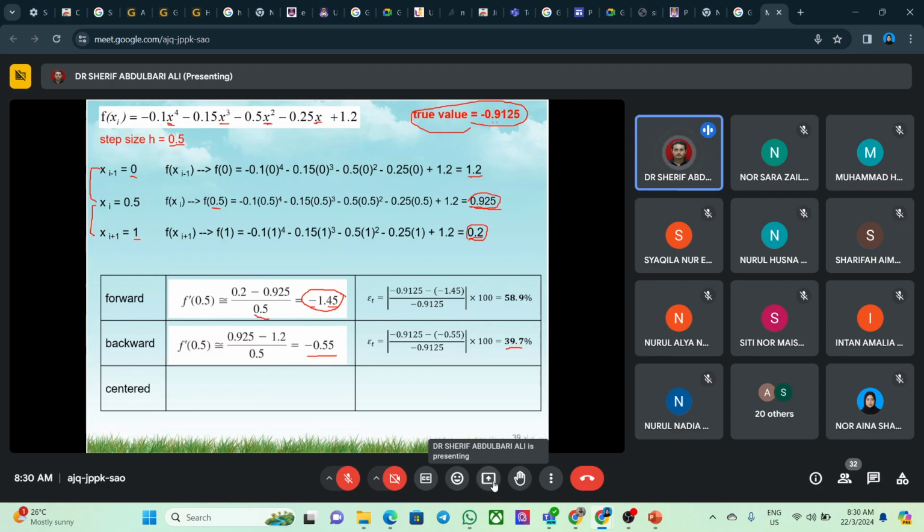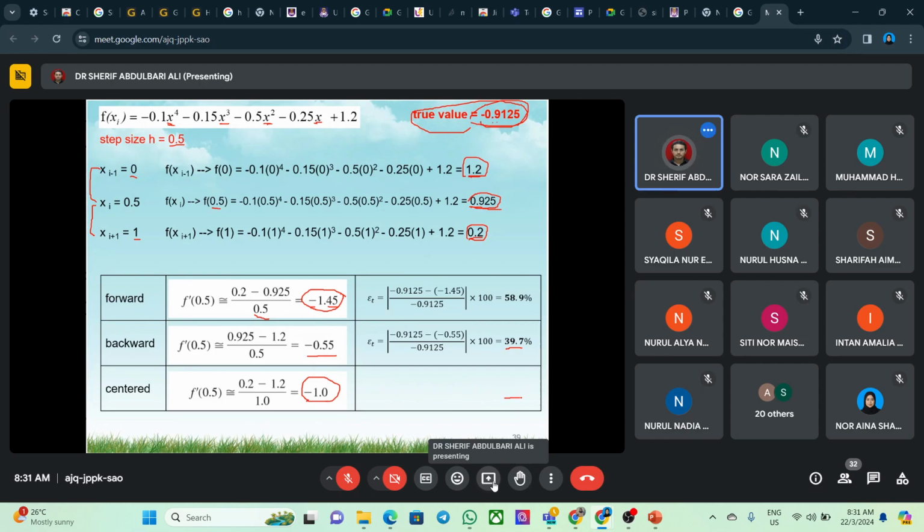So the equation is going to be 0.2 minus 1.2 over 2 step size. So 0.2 minus 1.2, these two values here, over 2h. 2 times 0.5 is 1. So the answer here is -1. When you look at this answer, it is somehow closer to the true value. That's why when you calculate the error, you see 9.6% error. So it's more accurate.